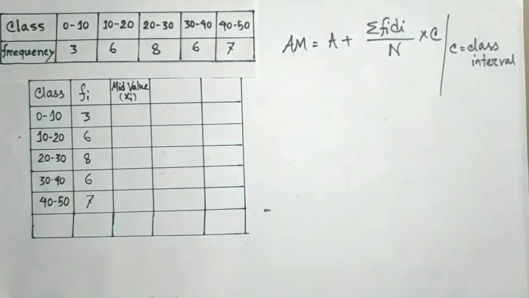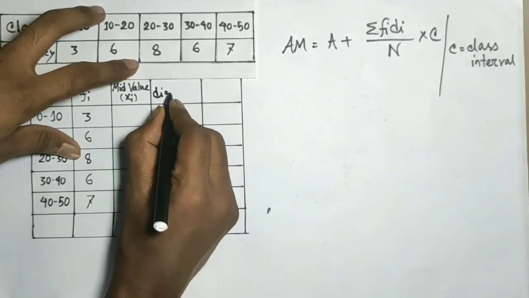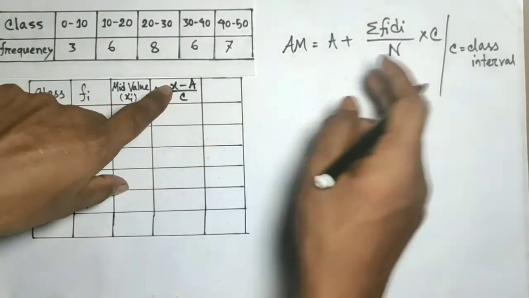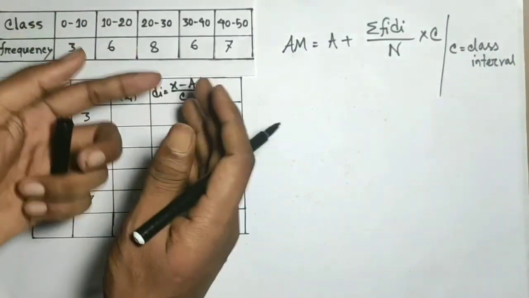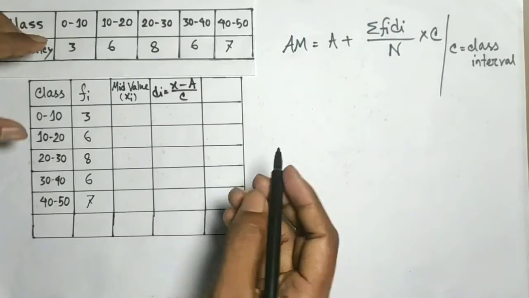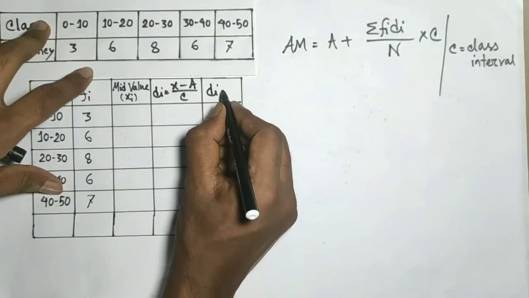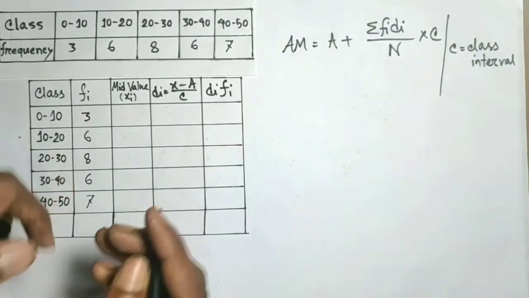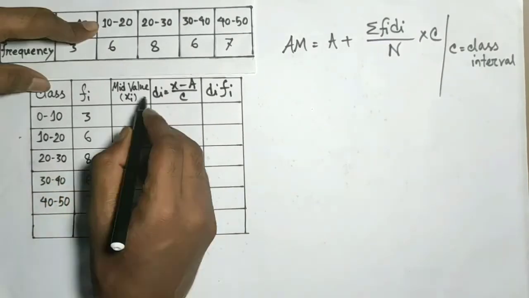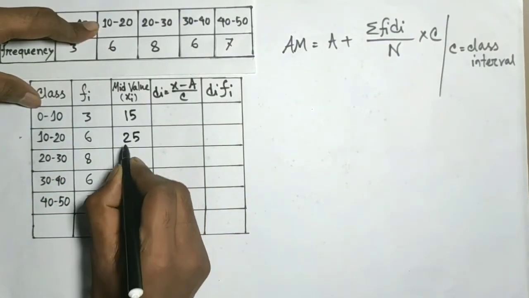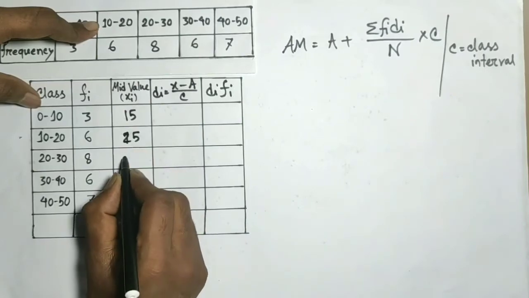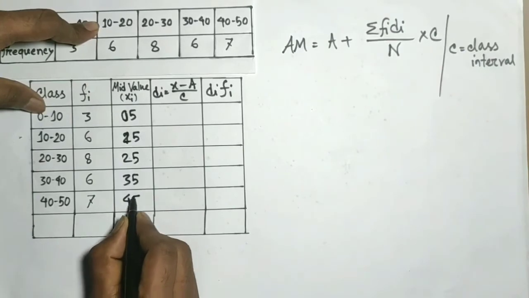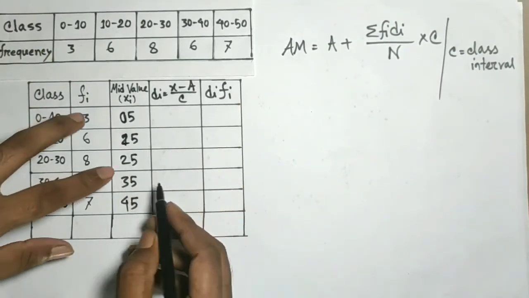So let's find out the value of individual deviation, and the formula for finding this is x minus a divided by c. Here a is the assumed mean and c is the class interval, as we know. By using this formula we'll get the deviation for each individual, and finally we have to find the multiplicative result of individual deviation with its corresponding frequency, that is fi di. Here the mid values are 5, 15, 25, 35 and 45. So here the assumed mean should be 25.